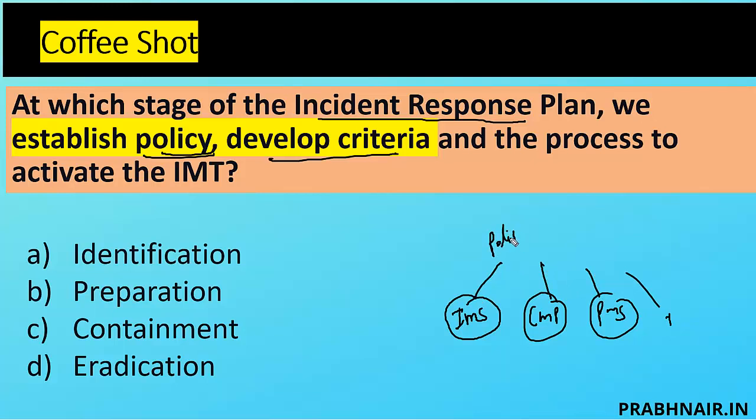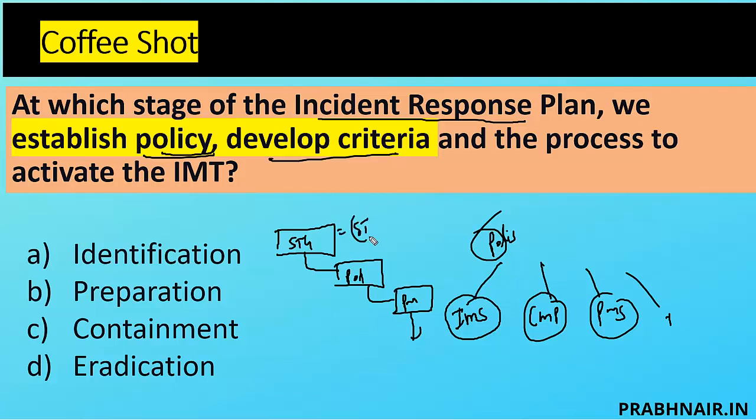So first we need a strategy. Then, based on that, we first introduce the policy, then we introduce the program, and then we implement. Strategy is strategic in nature. Policy is something which is strategic in nature. Program is something which is tactical in nature. And then we have the implementation.